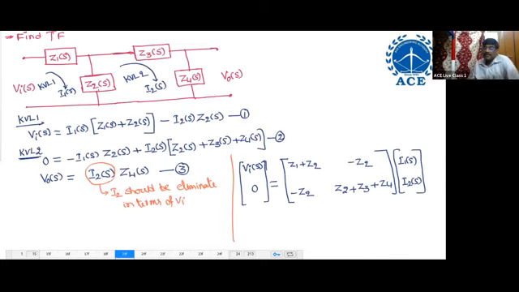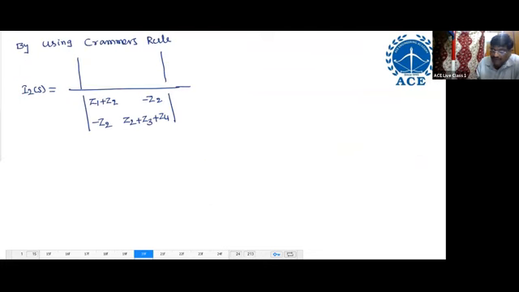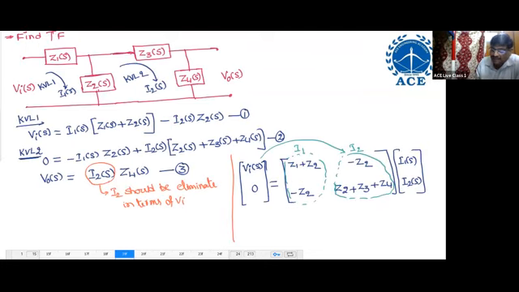What is the numerator? What do you want here? I2. What are the I2 elements? These are the I2 elements, and these are the I1 elements: Z1 plus Z2 and minus Z2 are the I1 elements. We want I2, so the I2 elements should be replaced by Vi. The I1 elements should stay the same. Only the I2 elements should be changed.